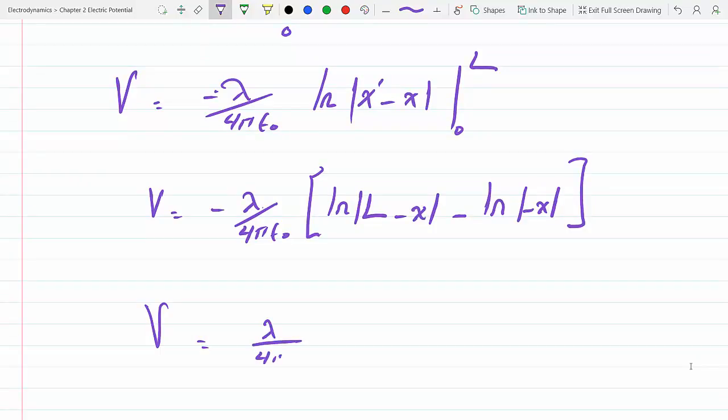lambda over 4 pi epsilon. Now this is ln of the first over the second, but because I switched the sign, they switch. So this becomes ln of minus x over ln of L minus x.